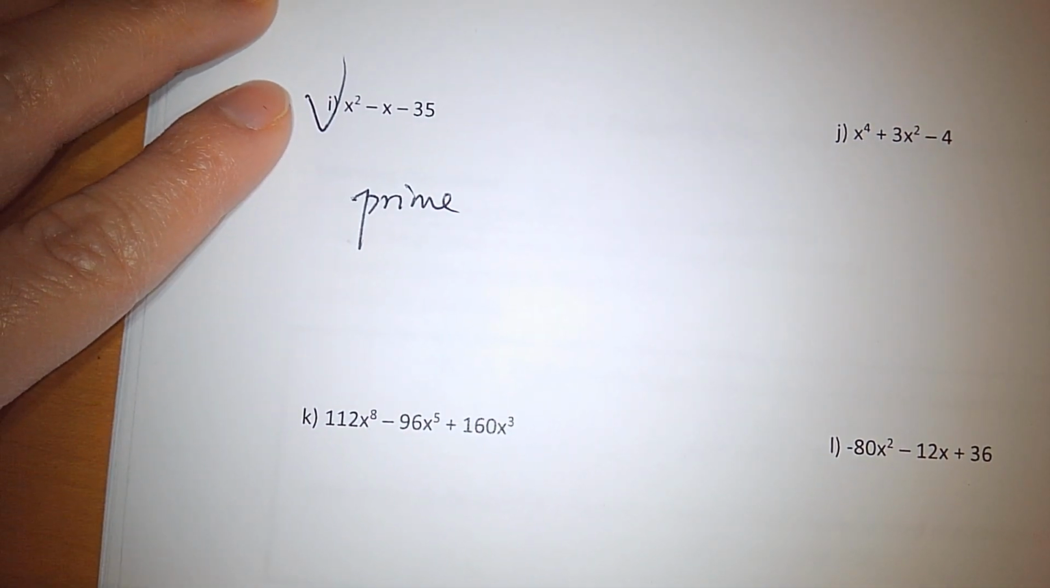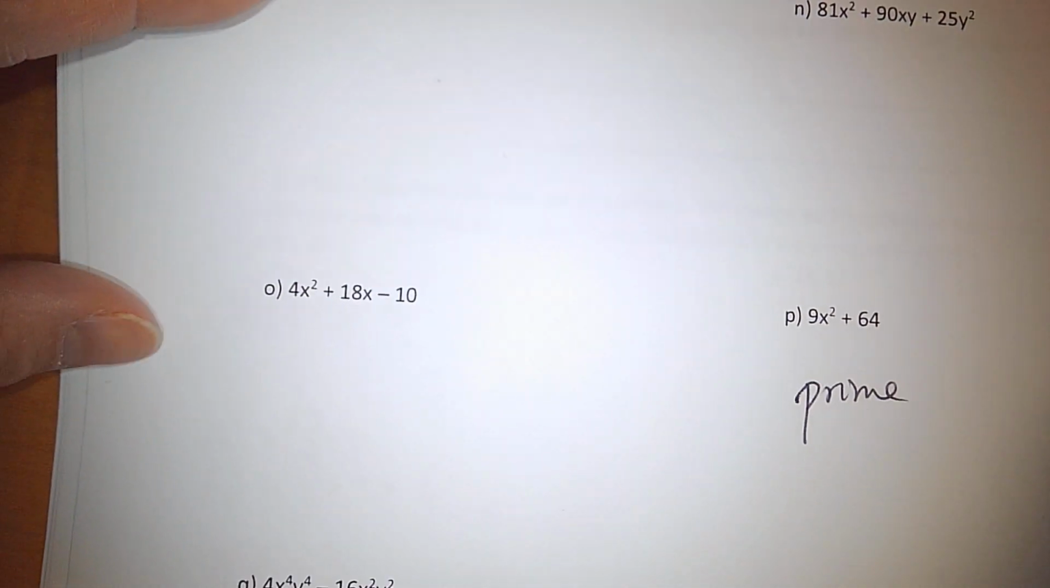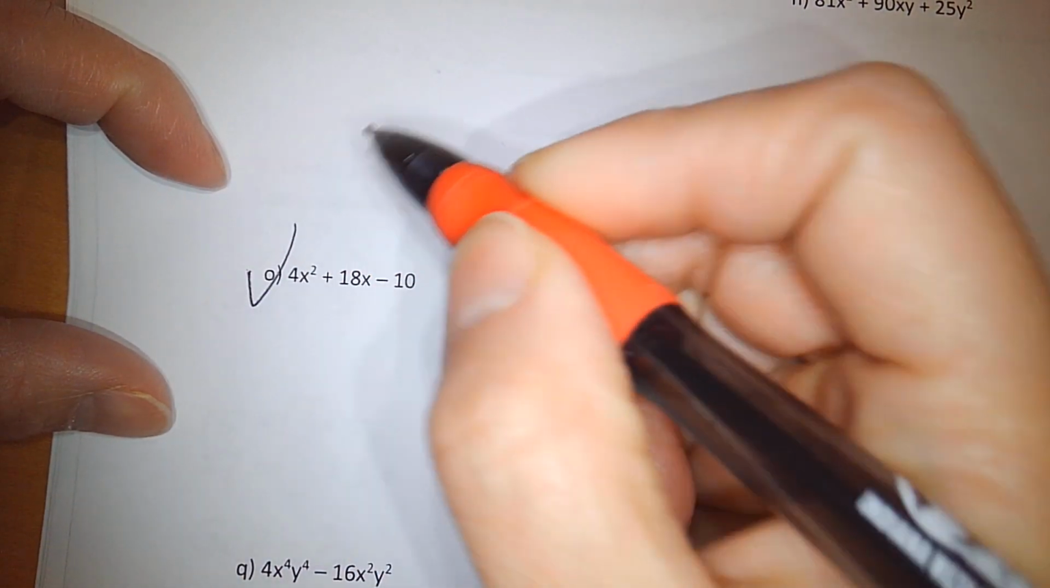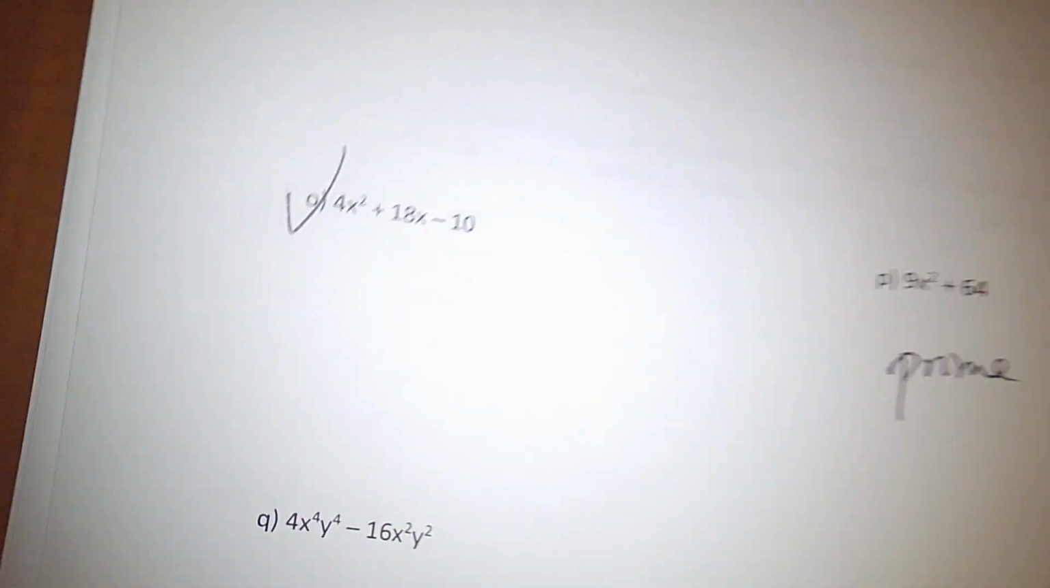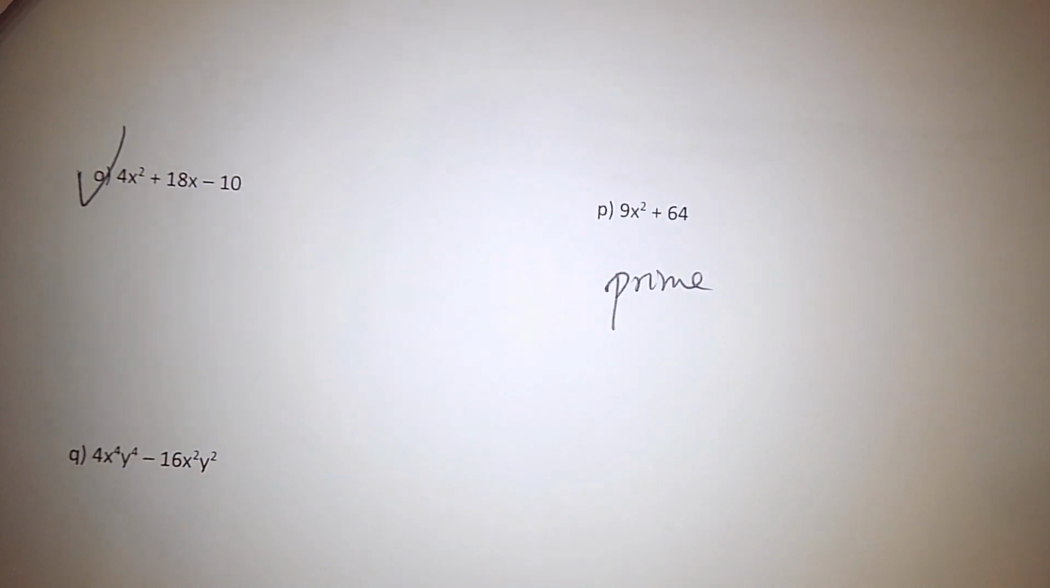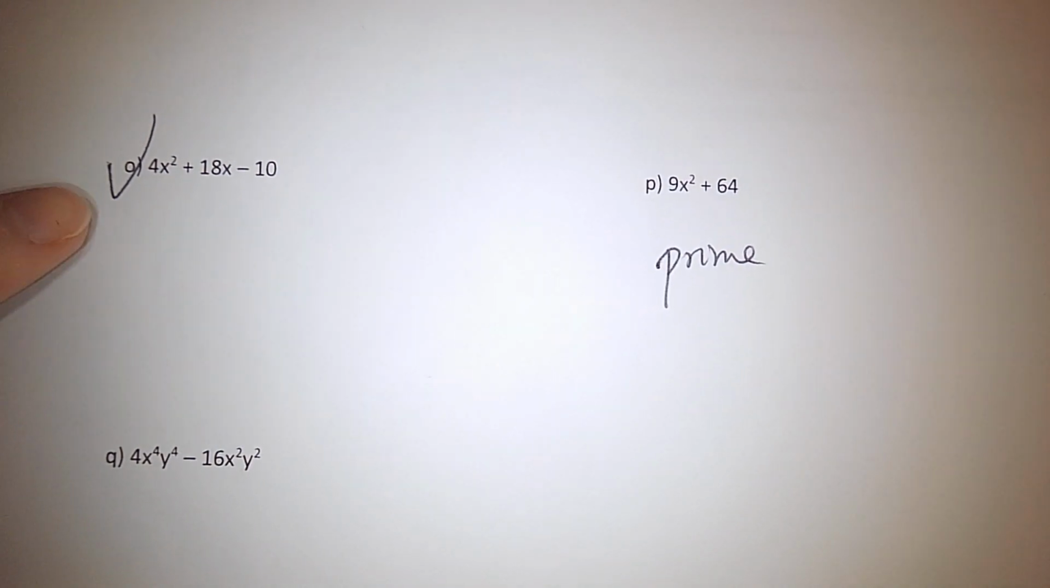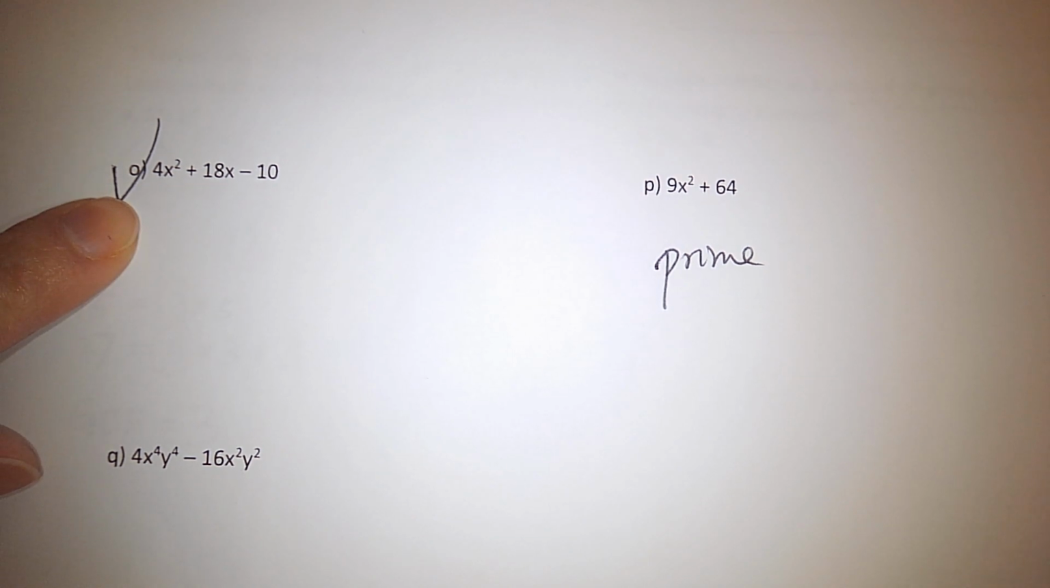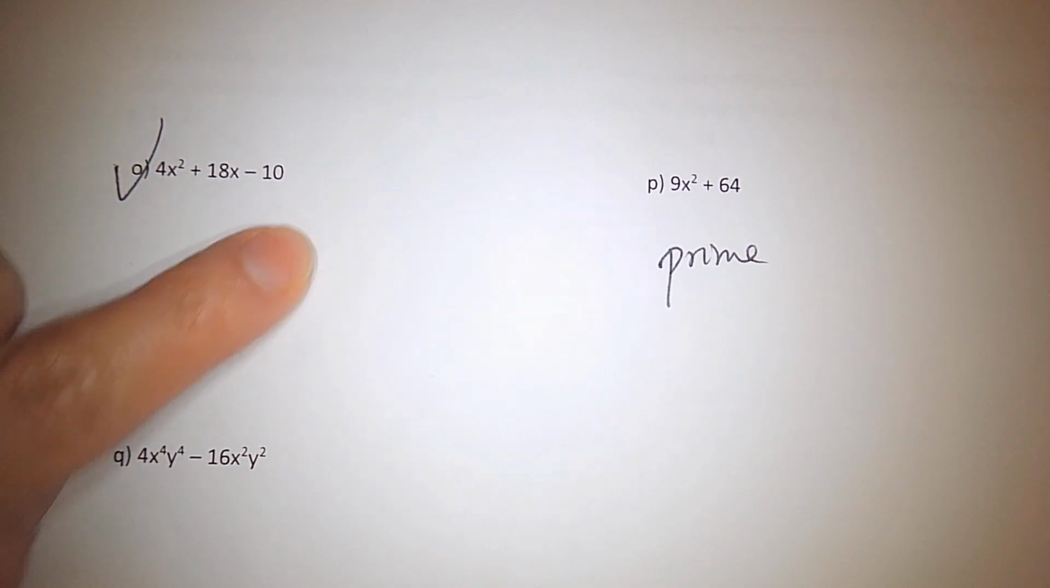Alright, let's try another question. I'm going to let you try number O. Follow the instructions we just had. If there's a GCF, factor out the GCF, and see whether we're able to use the formula or not. If not, use the Fourier method or grouping method to factor this trinomial. Give it a try, please.